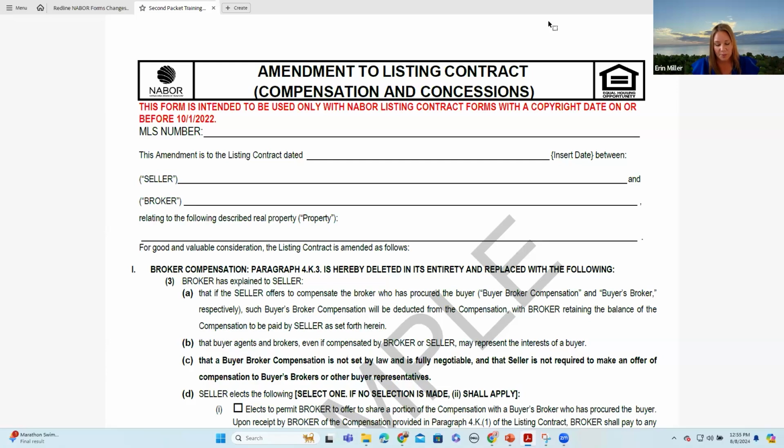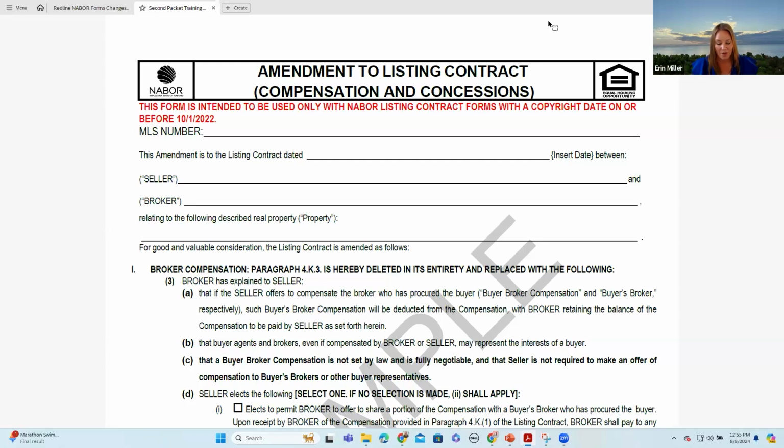So we've created two forms for this purpose to be used with existing listing agreements. Brokers electing to use these forms should review their existing listing contracts and make their own determination as to which form is appropriate for the circumstances of their current listing contract.